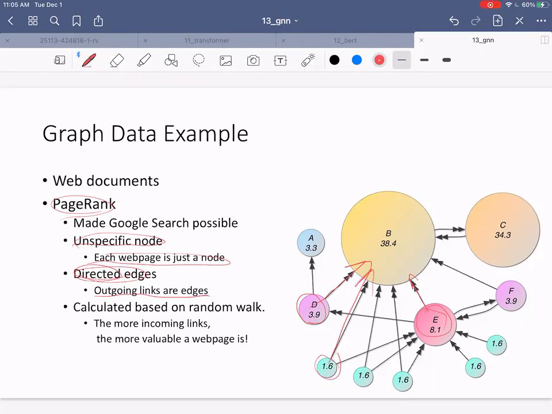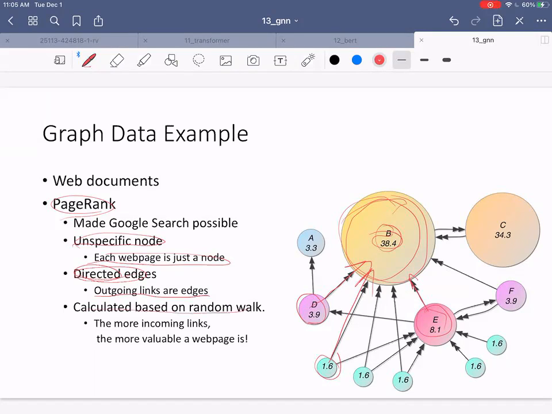So you can see that here web page B has the most incoming links from other web pages. So it has the largest circle, and the PageRank score itself is highest compared to others. So PageRank is basically the importance score of each document on the web. So when you do a search, or when you do a query, you can rank them first when you're returning the search results.